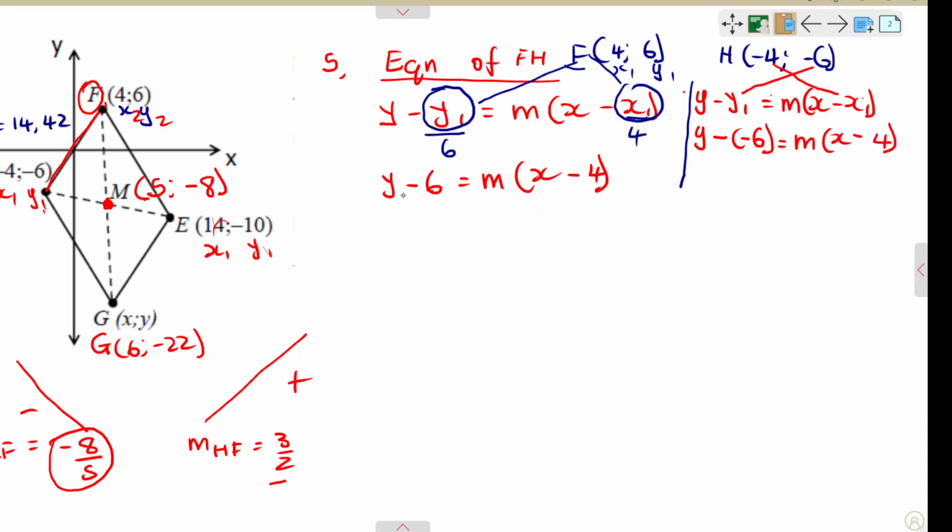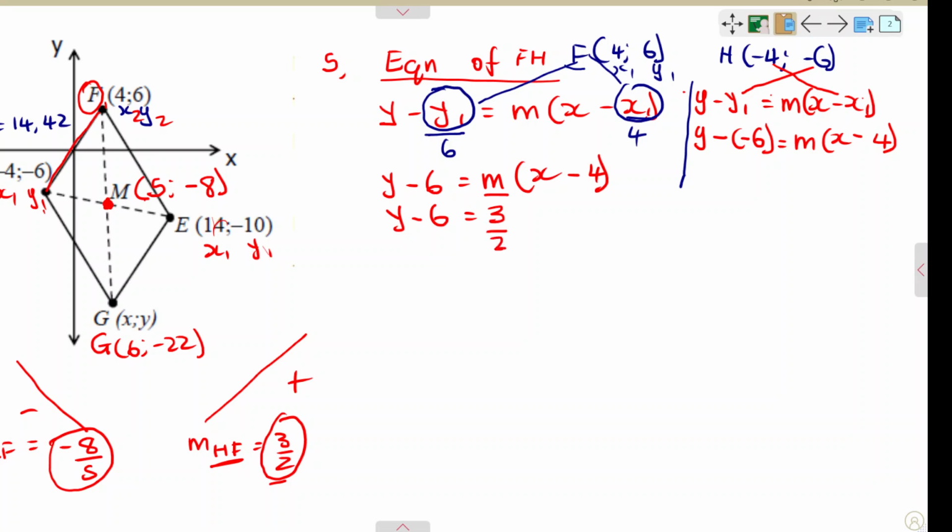Okay, let's go back now to this one. So we said here y minus 6. Remember, we do have the gradient of this line FH. We said the gradient of that line is 3 over 2. That's the gradient of the line HF. So you must have this gradient before you can find the equation of this line. You must first find the gradient of the line HF. So the gradient is 3 over 2, which we have calculated previously.